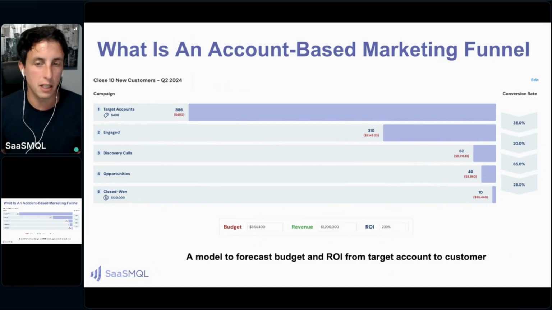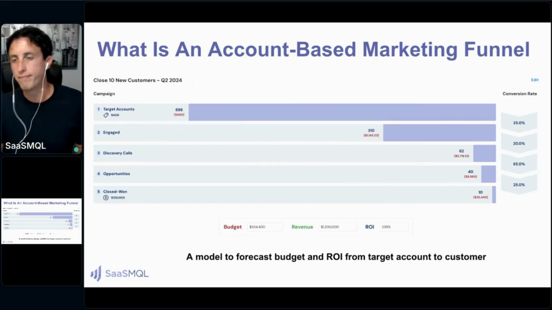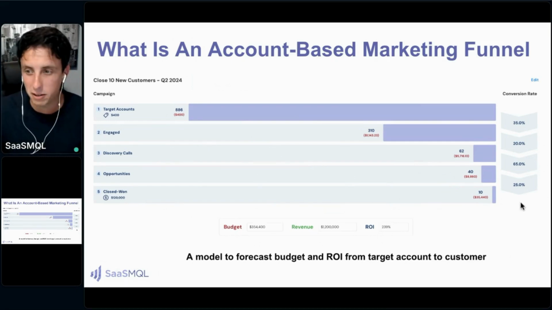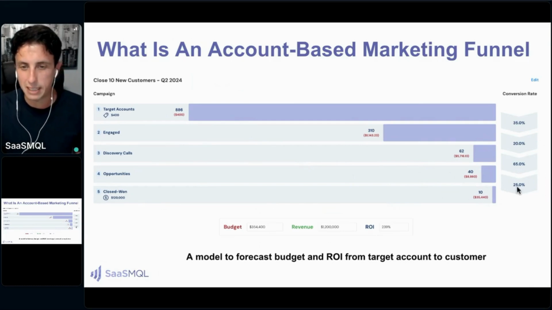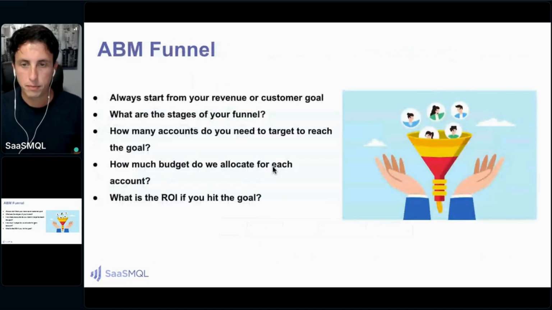If your CEO comes back and says, "Here's your budget. Here's 80K to drive 1.2 million in revenue," you either try to play around with these conversion rates somewhere, or maybe you think you can do it with less budget per target account, but obviously that has an impact. Okay, so this is one example.